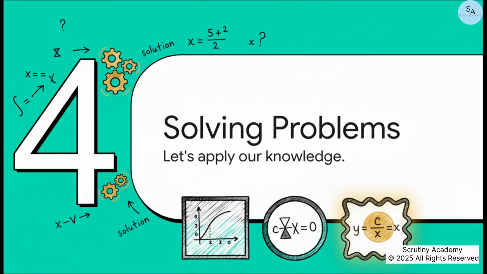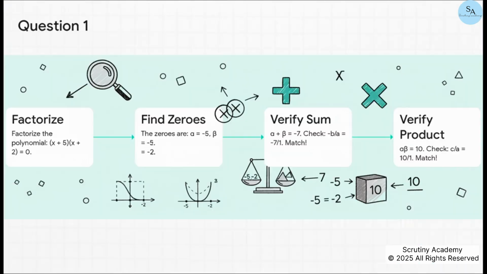All right, enough theory. Math is all about doing. So let's put these golden formulas to the test and walk through some typical exam-style questions together. Okay, question 1. First, let's find the zeros. We can factor x squared plus 7x plus 10 into x plus 5 times x plus 2. That means our zeros are negative 5 and negative 2. Simple enough. Now for the verification. Let's check the sum.